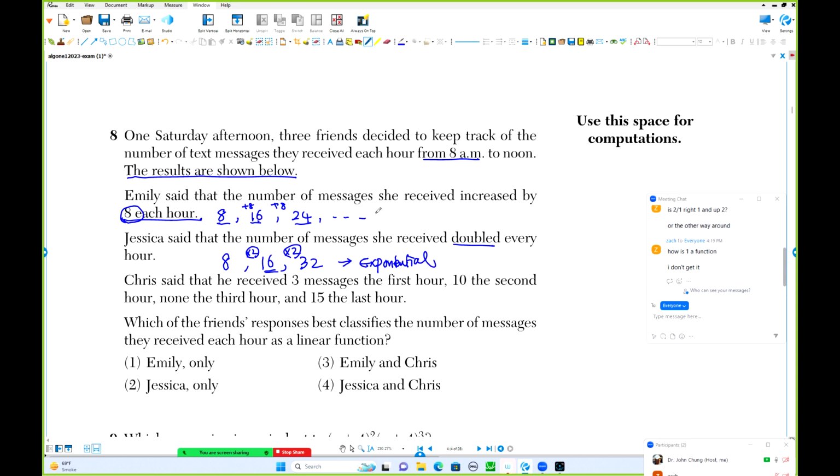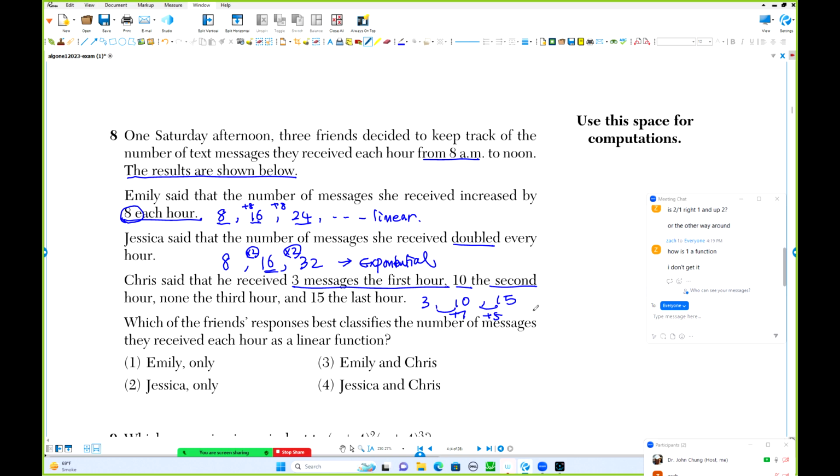This is about the same number, linear. Chris receives 3 messages per hour, then 10 the second. The third one is 15. Take out their plus is what? 7 plus 5. Getting decreased.